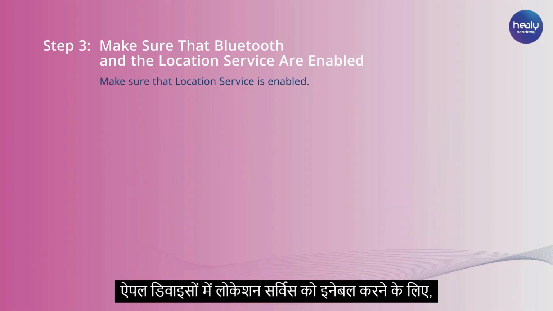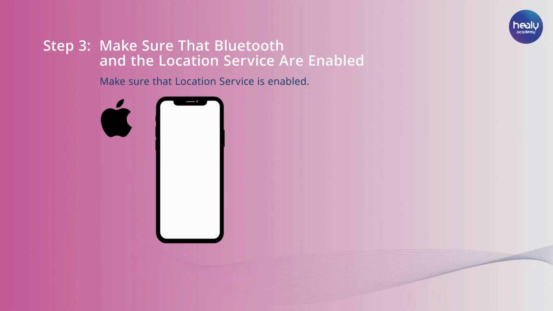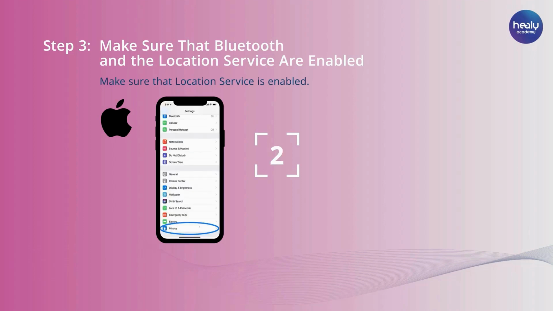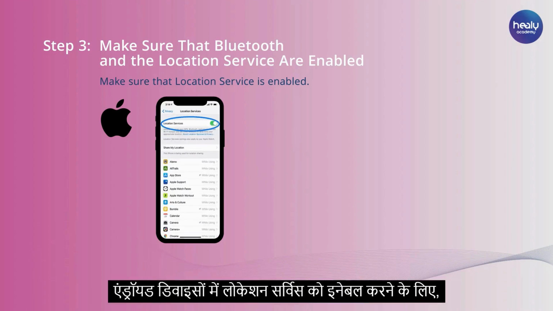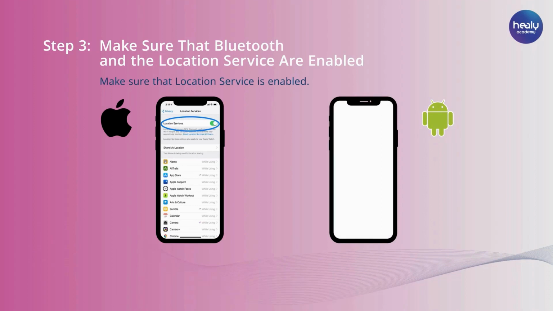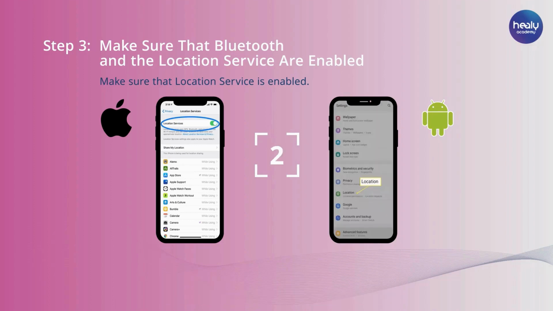To enable the location service on Apple devices, please proceed as follows. 1. Go to Settings on your iPhone. 2. Click on Privacy. 3. Choose the location service and turn it on. To enable the location service on Android devices, please proceed as follows. 1. Go to Settings on your Android phone. 2. Click on Location. 3. Turn on Location Service.